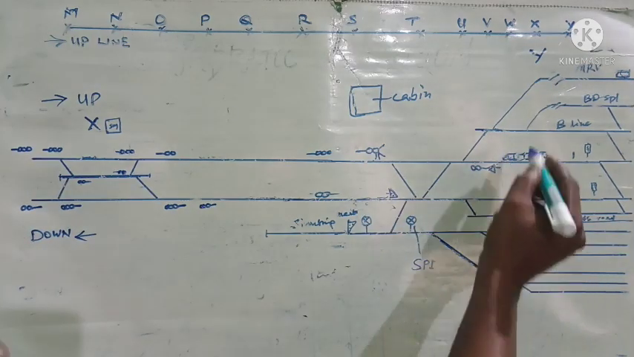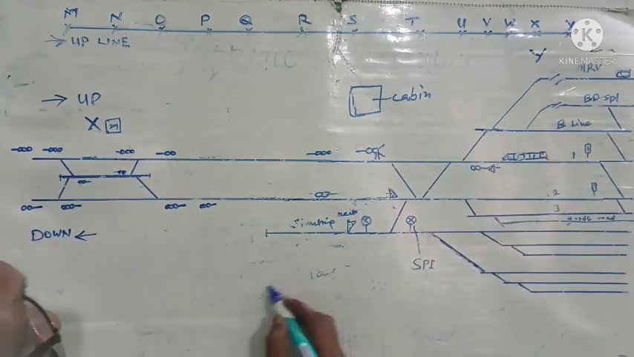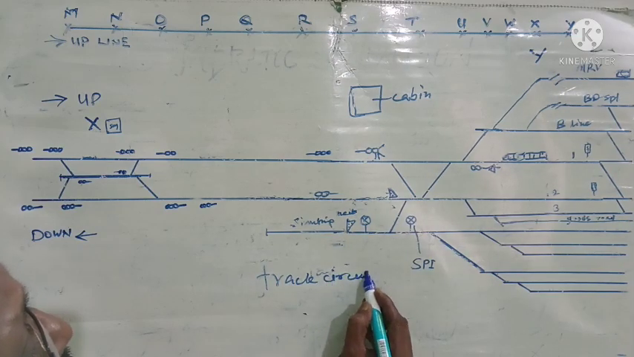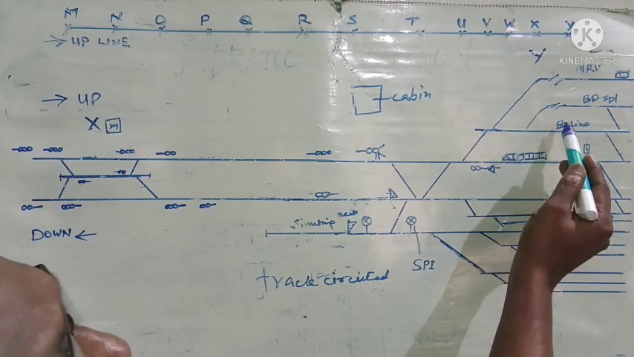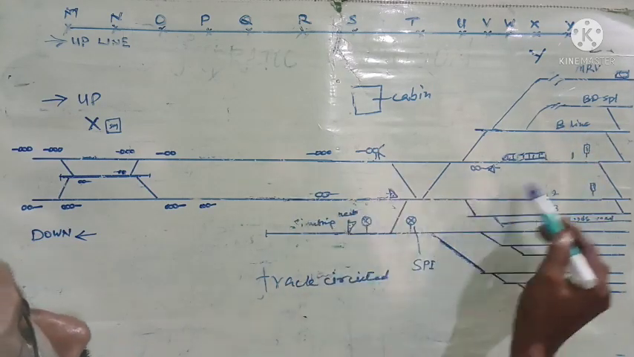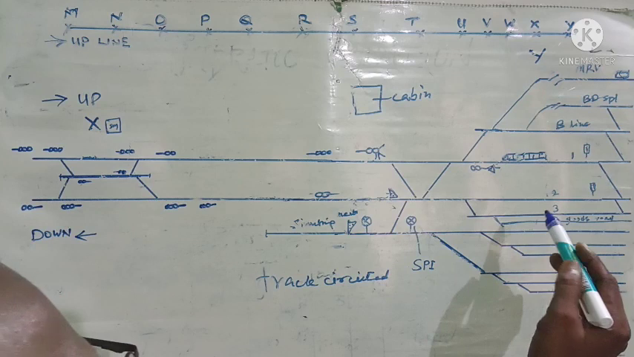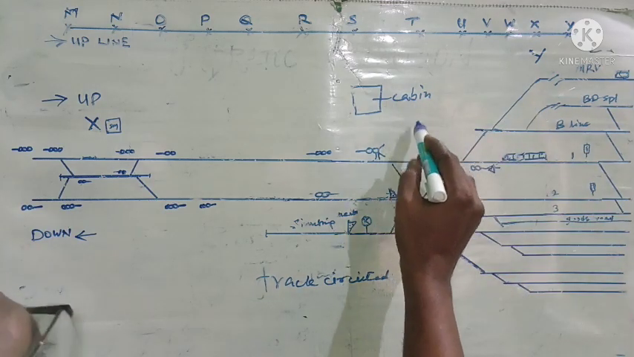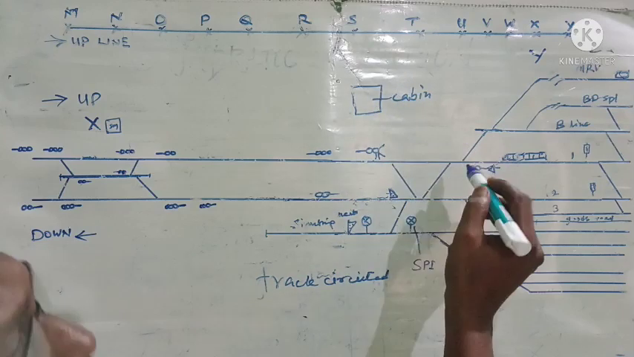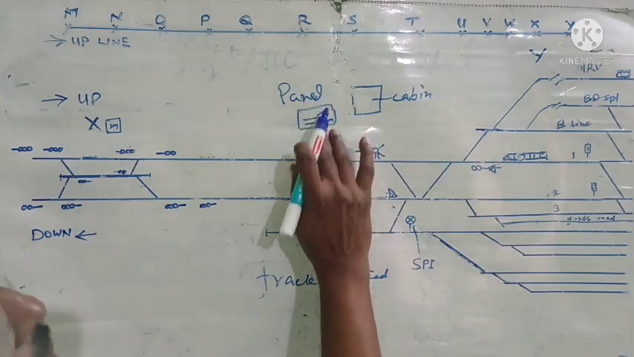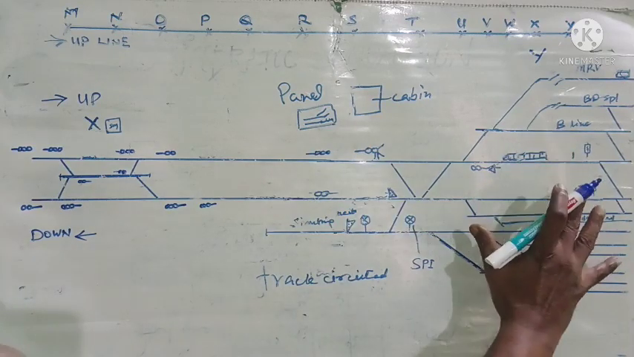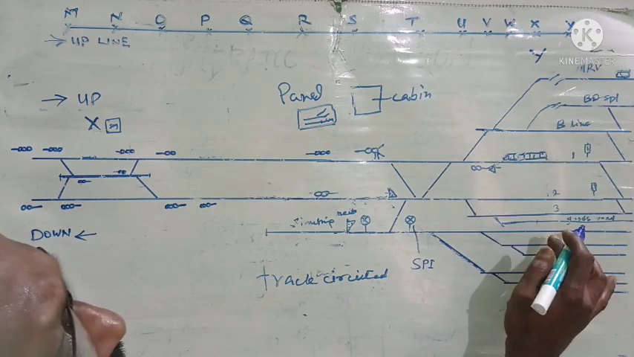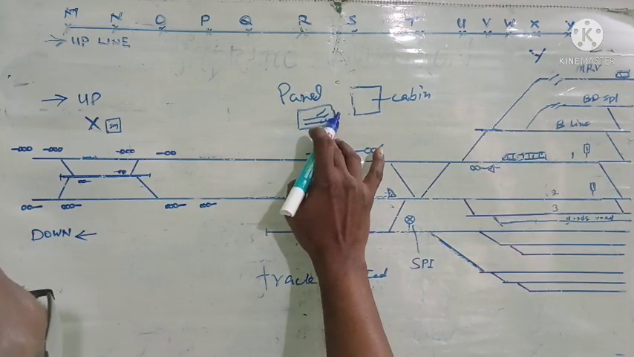In big yards, normally almost all the running roads will be track circuited. Track circuited means whenever the line is occupied, anywhere here there is an occupation of a train, it can be understood from the station master's office by the station master by observing the panel. In the SM room there will be a panel in which the entire yard will be depicted in miniature form. So whatever happens here, that will be reflected here also.